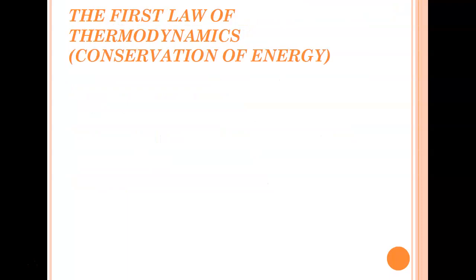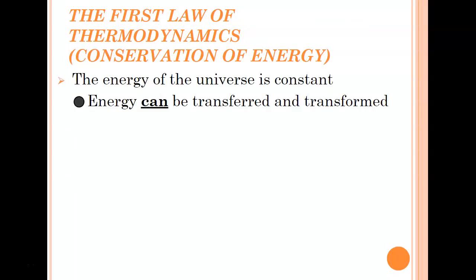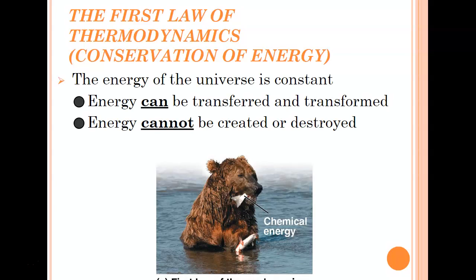There are two major laws of thermodynamics. The first one has to do with conservation of energy. It's important to know that energy is not created or destroyed. The amount available in the world, or universe for that matter, is totally constant. It can't be created or destroyed.